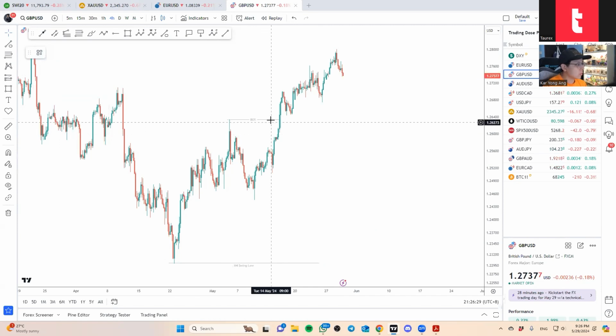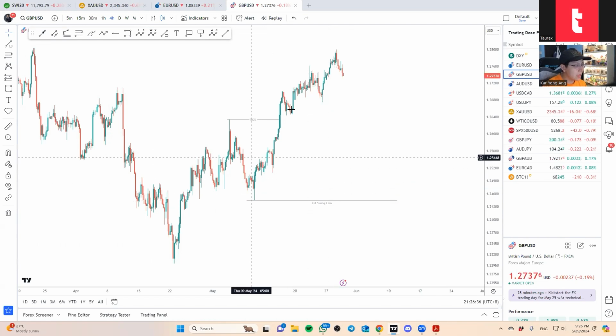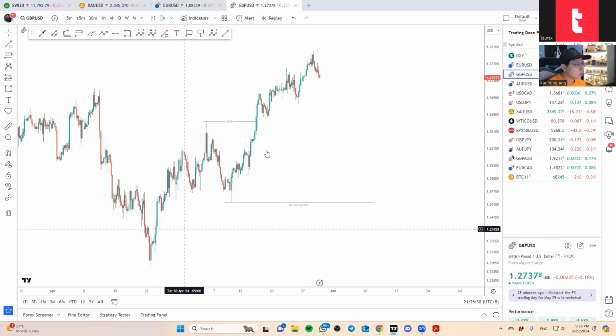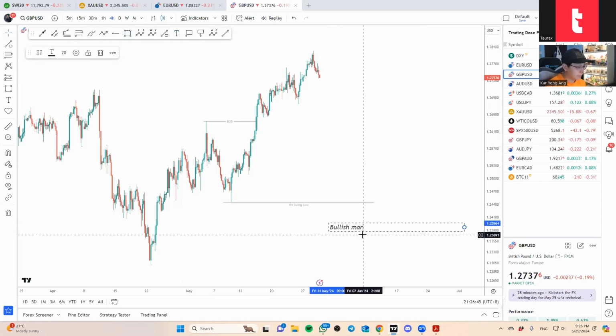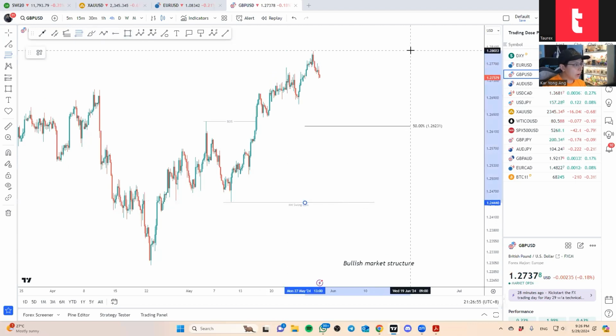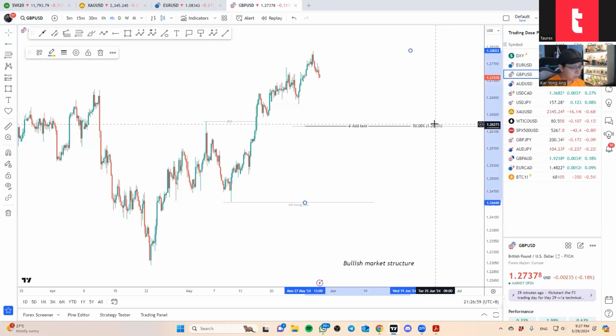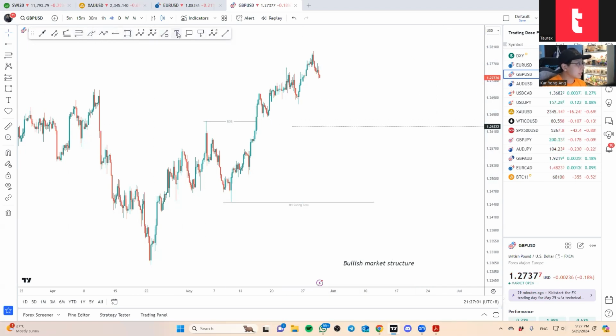So with this break of structure, where is the lowest retracement that caused the break of structure here? That becomes your new swing low, and then the market makes a move. So we are definitely in a bullish market structure, because we have a break of structure to the upside. So if today we want to be looking for a buy opportunity, we want to wait for the 50% mark. That's basically where your discount area is going to be.